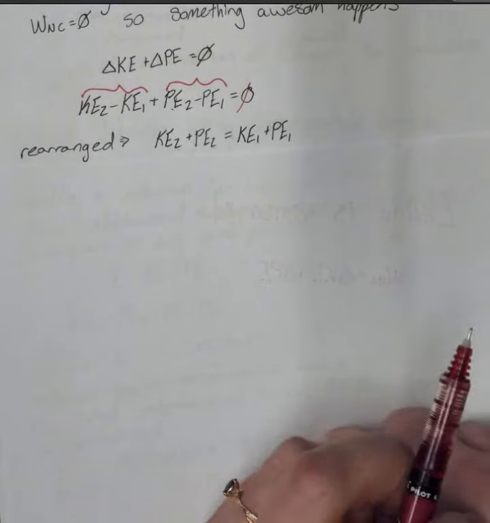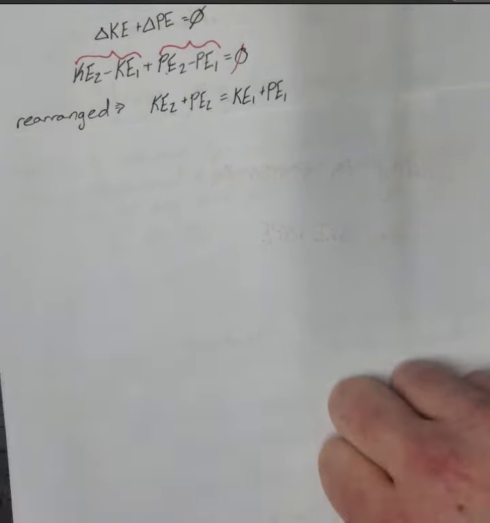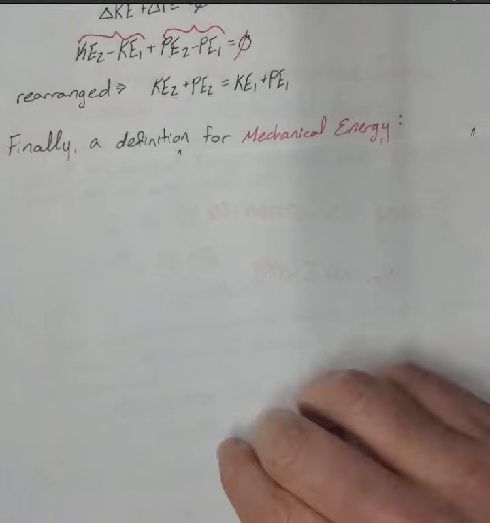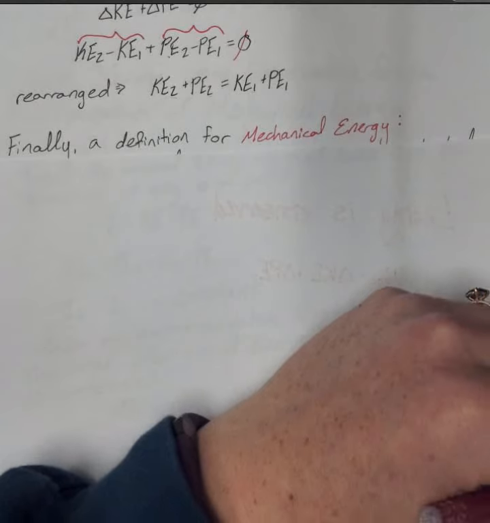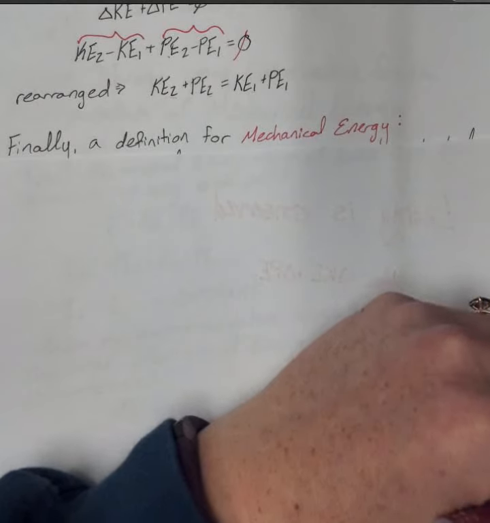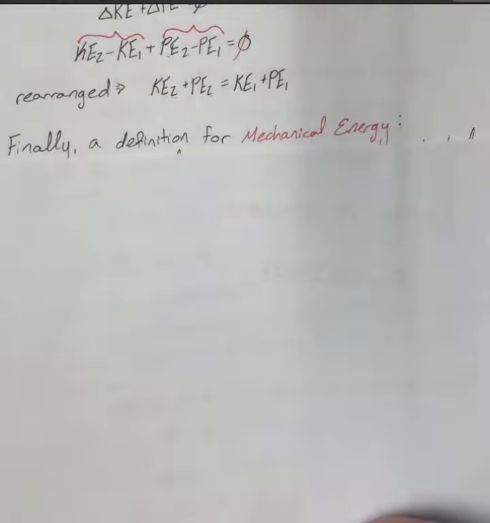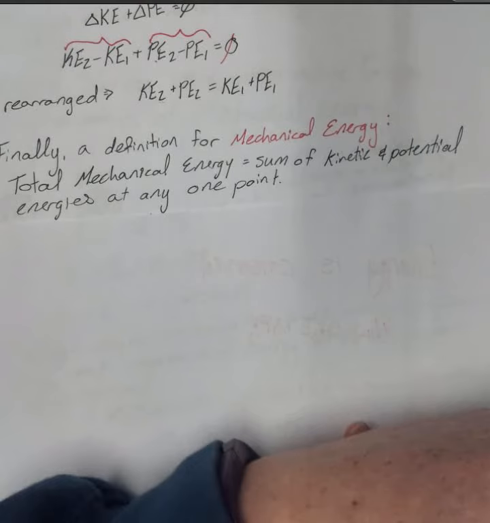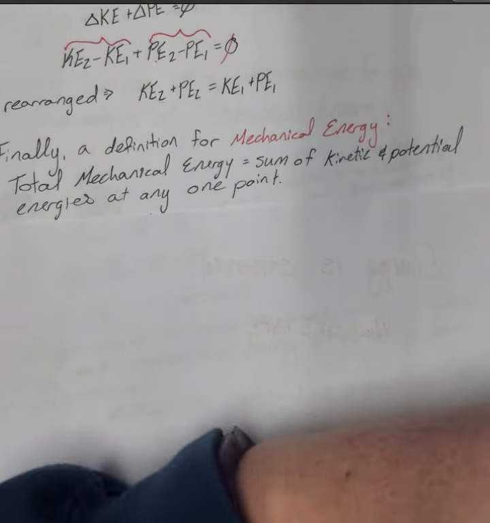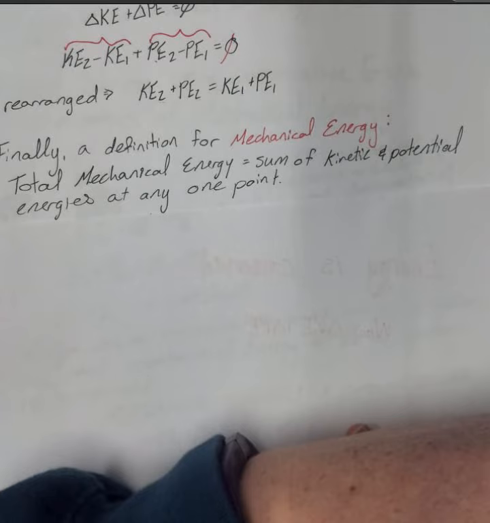Now here's where we can get into an important definition. What I'm going to give you finally is an actual definition for mechanical energy. The total mechanical energy is the sum of the kinetic and potential energies at any one point in a system. So here it is. We say that mechanical energy is just the total of any potential energy that an object has and any kinetic energy that an object has at any one instant.